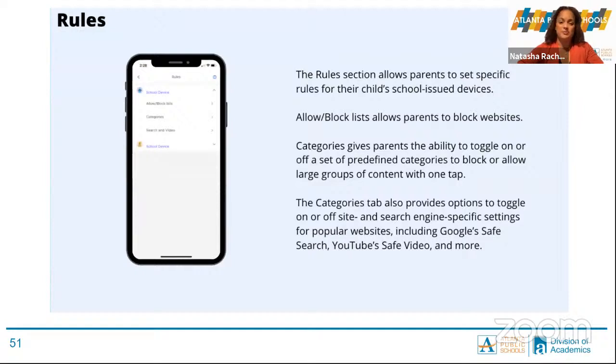Then you have your rules button, which this actually might be my favorite button, this and the pause button. So the rules section allows you to set specific parameters for what time your child can use their device. For example, if dinner time is between 5 and 7 and you don't want your students to be on their devices during that time, you can set a rule so that they're not on their devices from 5 to 7. You can also block certain websites. If you don't want them to get on certain websites while they're at home, you can go ahead and block those websites as well. Next slide.